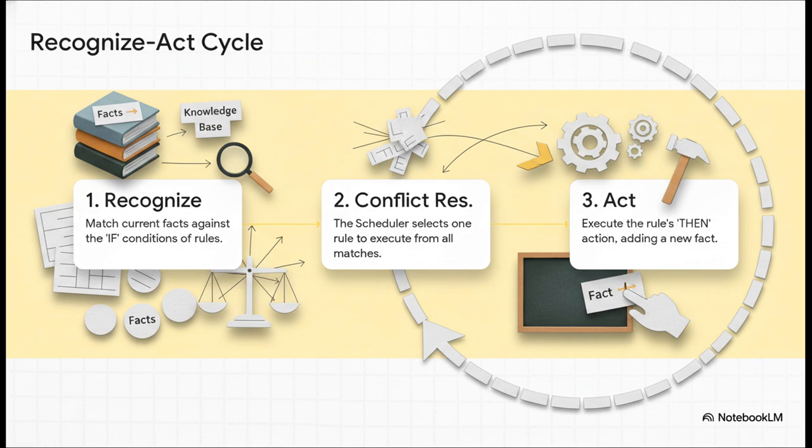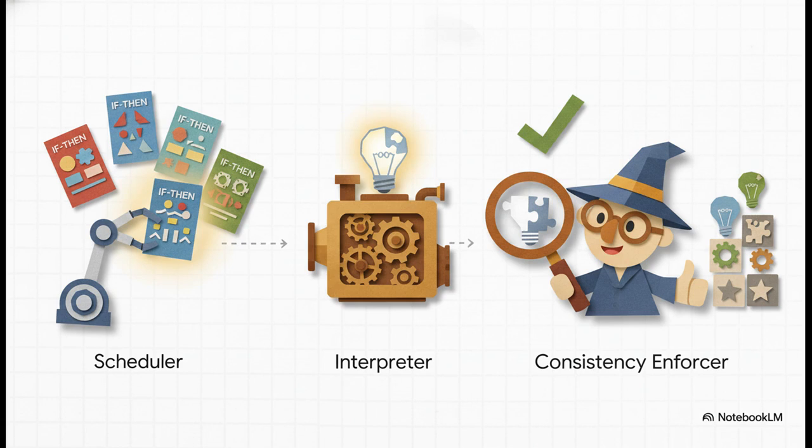First, recognize. The engine looks at all the current facts on the blackboard and sees which if rules match. Second, conflict resolution. If a bunch of rules match, it has to pick just one. And third, act. It fires that rule's then part, which usually adds a brand new fact to the blackboard. And then the whole cycle starts again. Lather, rinse, repeat.